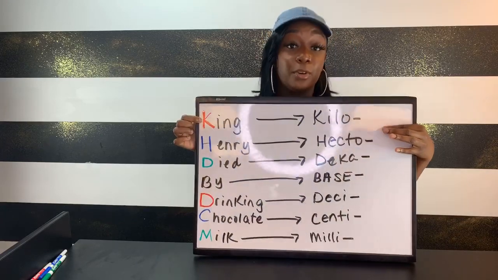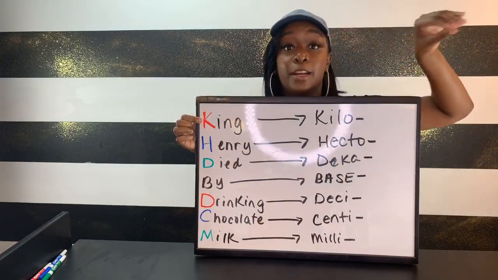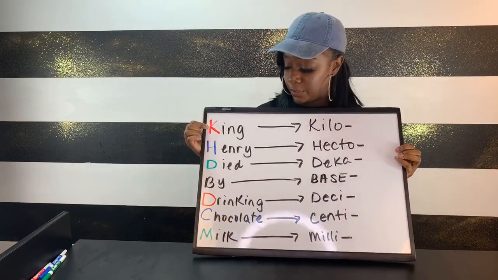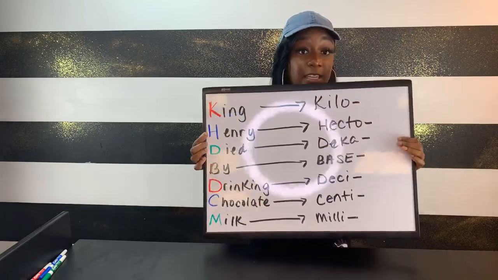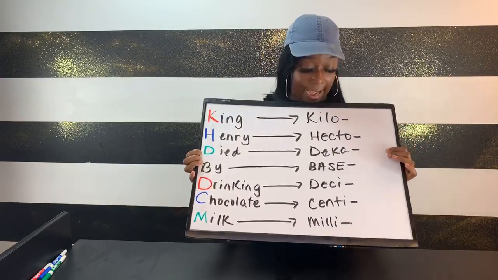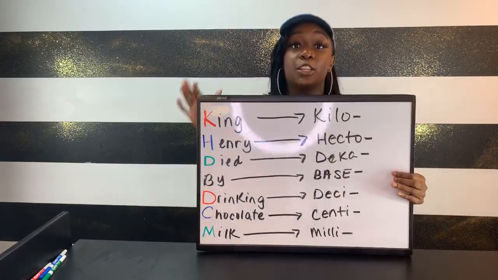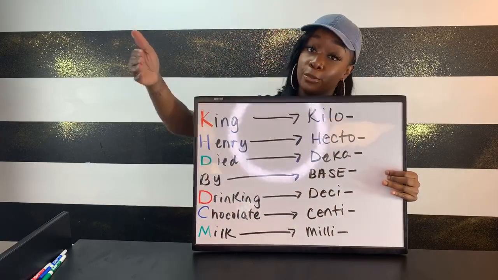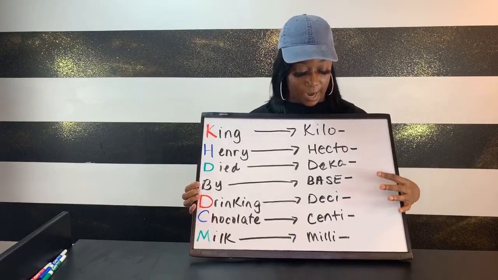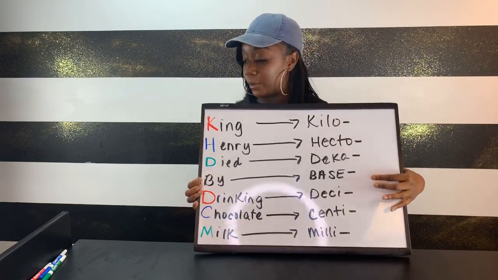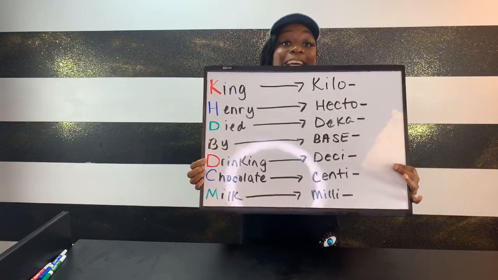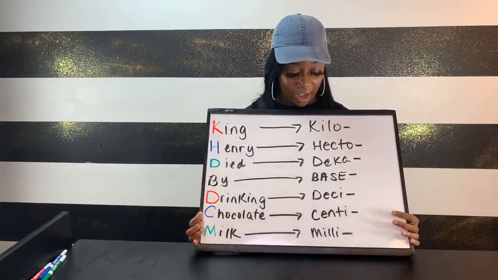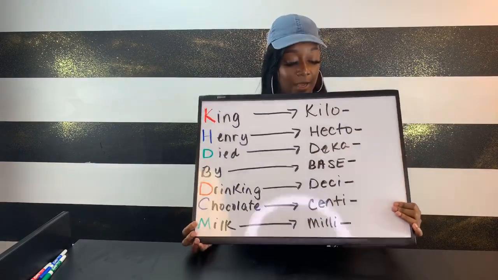A prefix is a word that goes prior to a base word, okay? And our base words, I'll get into that with you guys in a few. Henry is going to be H, that's going to stand for hecto. Died is going to stand for deca. And again, these are prefixes, so if you notice I have dashes at the end of them, that means that it comes prior to another word. By is going to be our base, which I'll get into in a quick second. Drinking is going to be deci. Chocolate is going to be centi, and then milk is going to be milli.